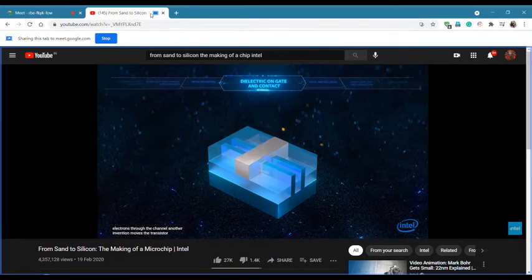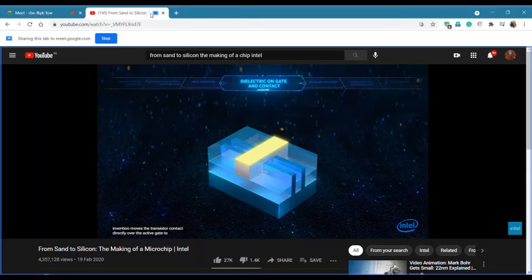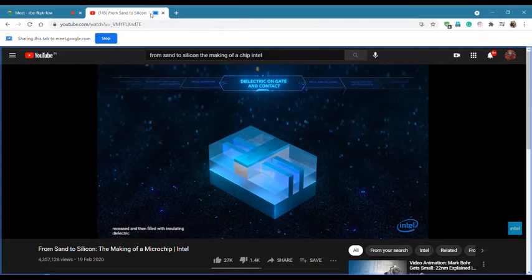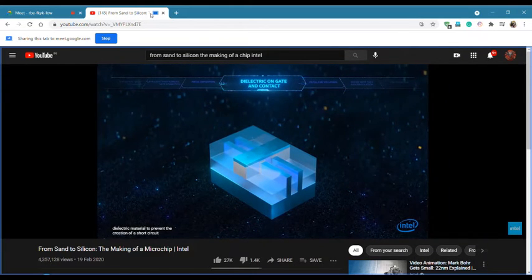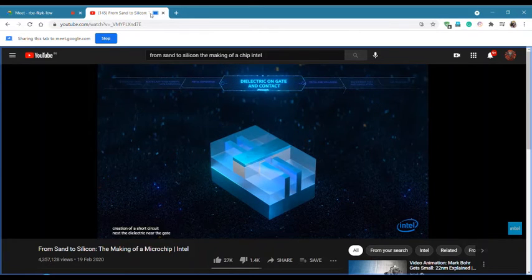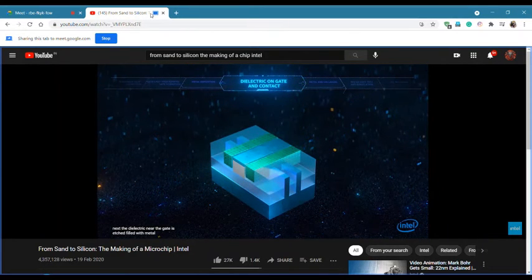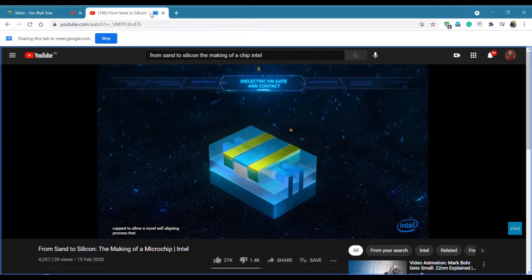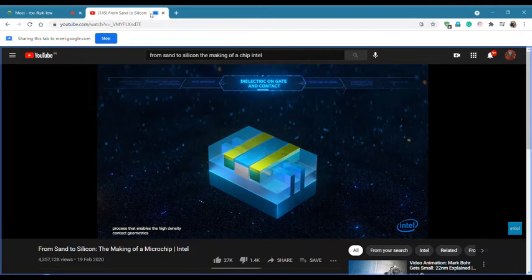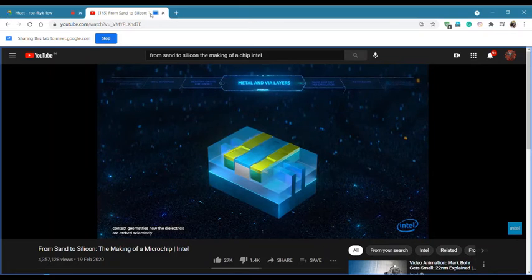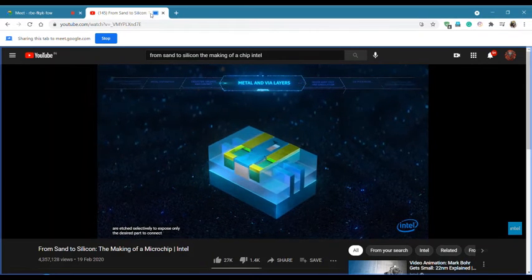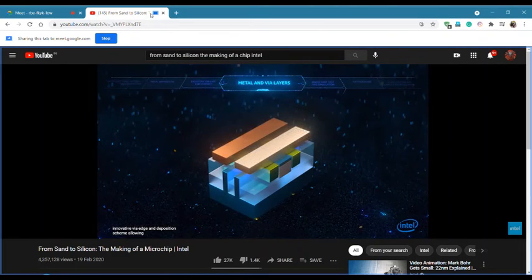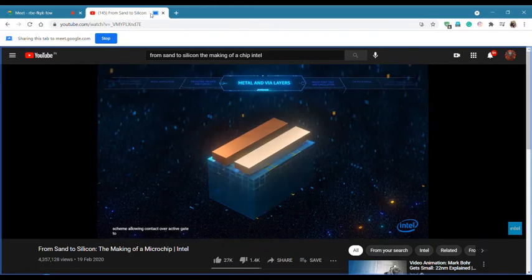Another invention moves the transistor contact directly over the active gate. To accomplish this, the gate material is recessed and then filled with insulating dielectric material to prevent the creation of a short circuit. Next, the dielectric near the gate is etched, filled with metal, recessed, and capped to allow a novel self-aligning process that enables the high-density contact geometries. Now, the dielectrics are etched selectively to expose only the desired part to connect to the first metal lines. This is done through an innovative via etch and deposition scheme, allowing contact over active gate to happen.